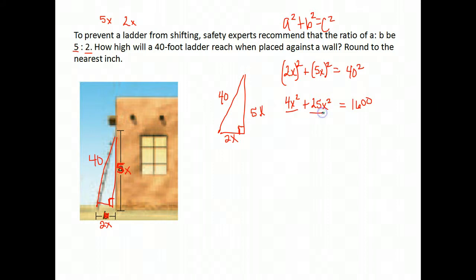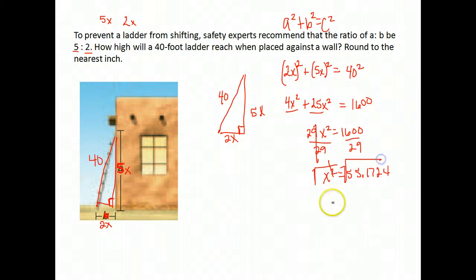Combine our like terms here. They're both x squared, so we can add those together. 4 plus 25 is 29x squared. Okay. We're going to solve for x. It's times 29, so we're going to divide both sides by 29 to remove that part. That leaves me with x squared equals 55.1724, and it goes on from there. I'm going to leave that number in my calculator, take the square root to get rid of the squared, and I will have my x.